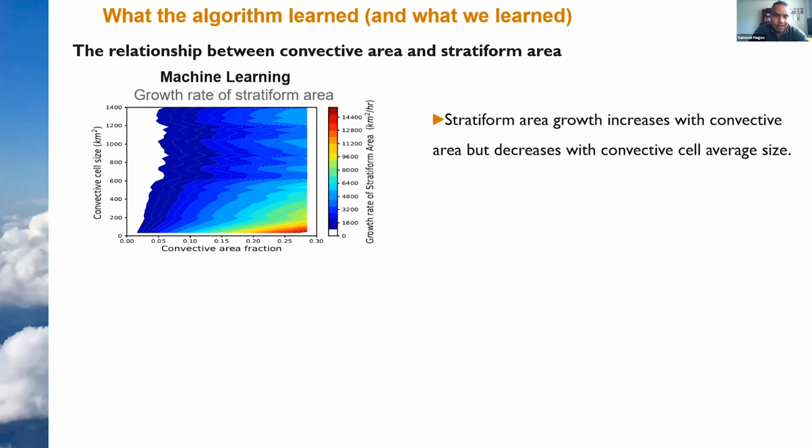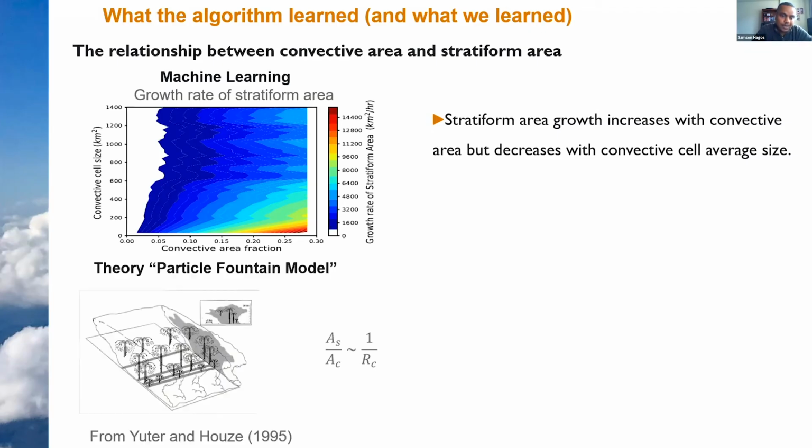So of course, if you have large convective area fraction, you get larger growth rate of stratiform area, which is fine. But if you look at the change with respect to convective cell size, it actually decreases. What it is saying is that stratiform area growth increases with convective area, but decreases with average convective cell size. That is, for the same convective area, a larger number of smaller convective cells would produce more stratiform area than fewer, larger clouds.